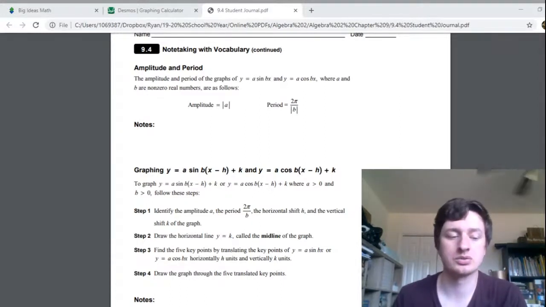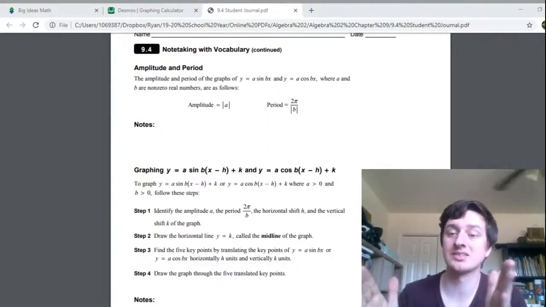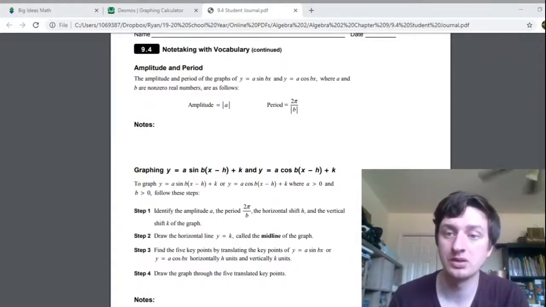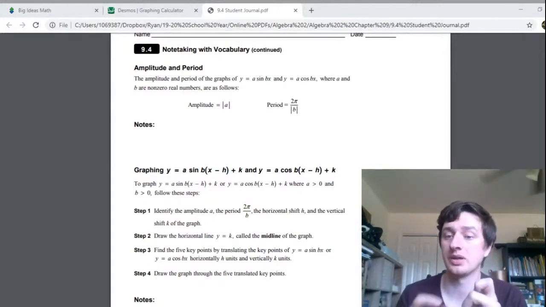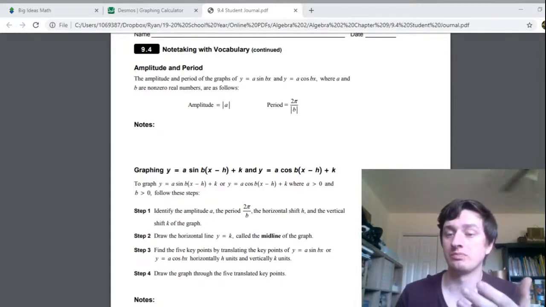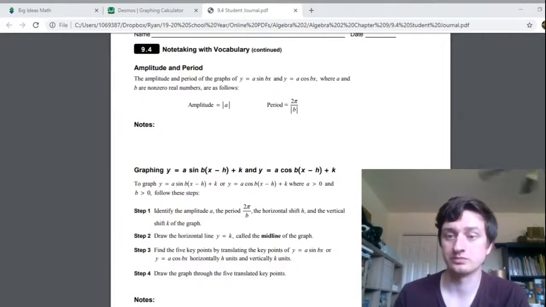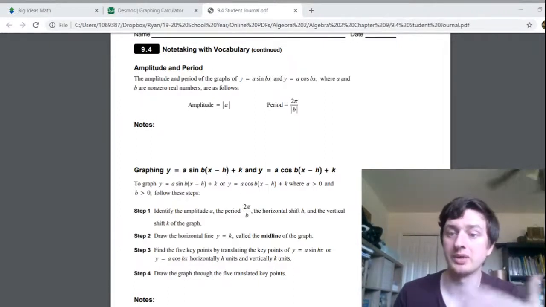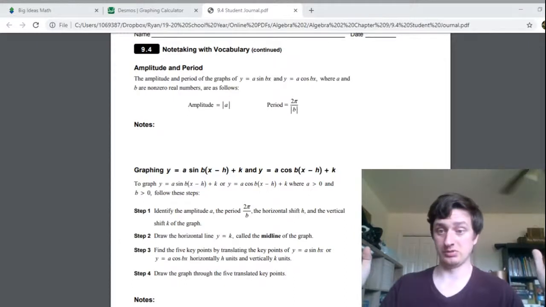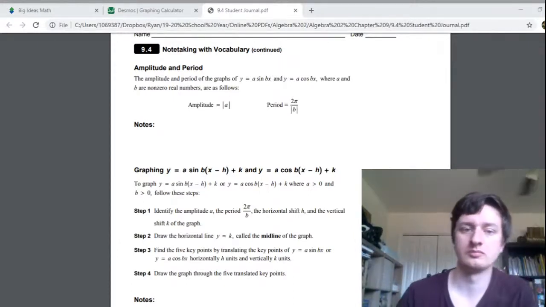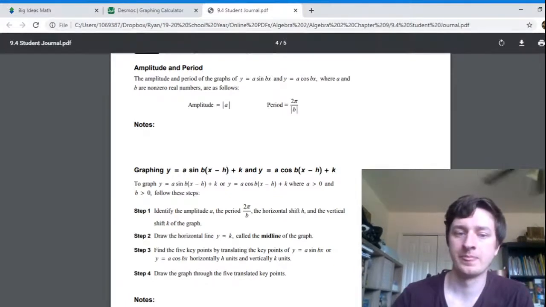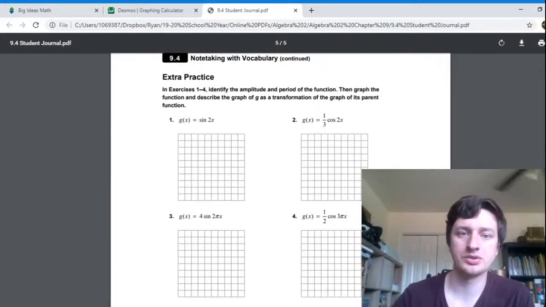The period is going to be 2 pi over whatever B is. That's how far it takes for it to repeat. So that's not going to be the number inside the function. That's 2 pi divided by the absolute value of the number inside the function. So if the number in the function is 2, we divide 2 pi by 2. Now our period is pi. It means we squish things from 2 pi to pi. Okay? And then it wants you to graph these things.